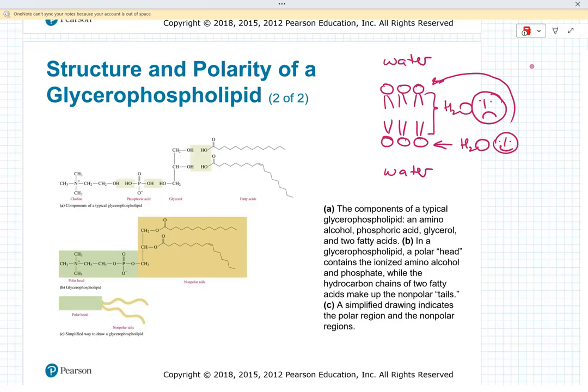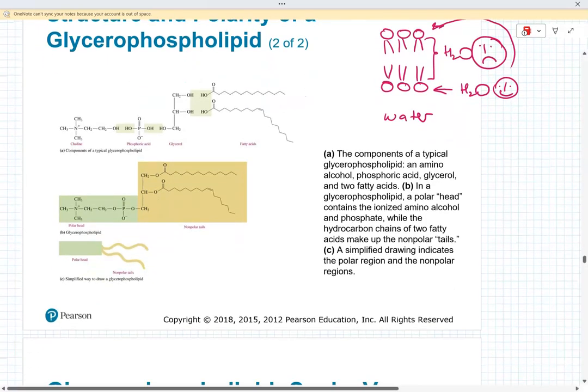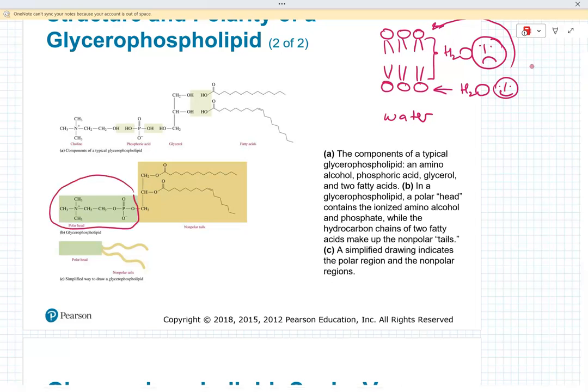Does that make sense? In this illustration that you see on the slide, the polar head consists of a phosphate and the amino alcohol, and the tail, in some cases, this part is included. So glycerol is included in the polar head. But fatty acids are definitely nonpolar and form those two nonpolar tails. Does that make sense to everybody here? Good? Okay.